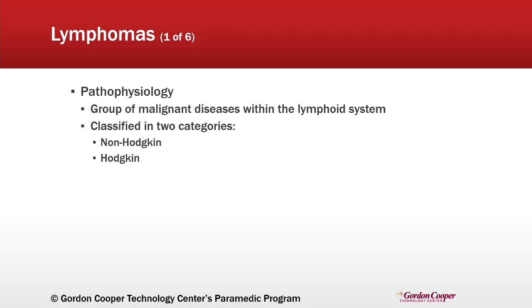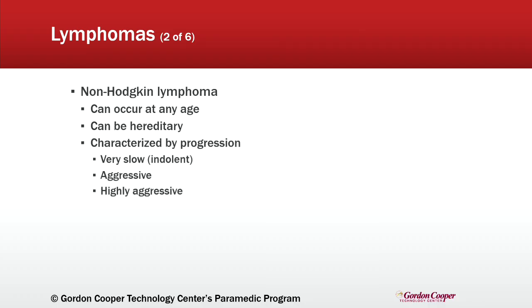Lymphomas, a little bit different here, changing gears, are a group of malignant diseases that arise within the lymphoid system. They are classified into two major categories. Here's where we see the non-Hodgkin's and the Hodgkin's lymphomas. Non-Hodgkin's lymphoma can occur at any age and may actually have some hereditary nature. It could be genetic. It is characterized based on the disease's progression.